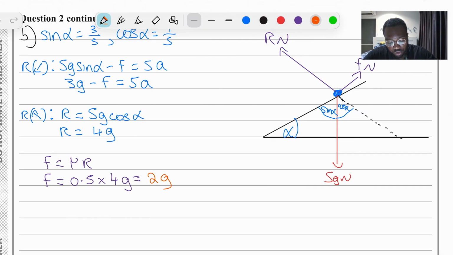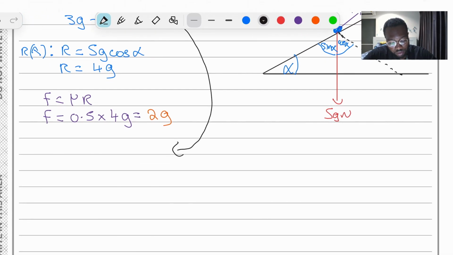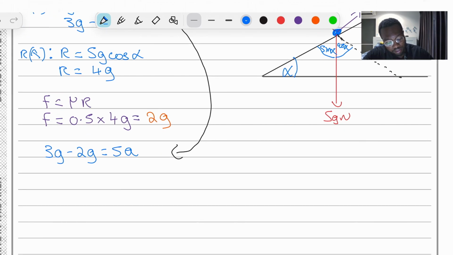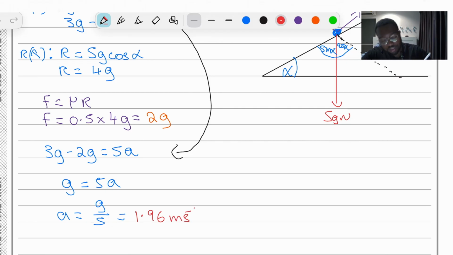Now we can substitute that into this equation here and work out our acceleration. We get 3g minus F, which we now know is 2g. So 3g minus 2g is equal to 5a, and that means g is equal to 5a. So a is just equal to g over 5. If you work out g over 5, that's 9.8 divided by 5 on your calculator, and you would get exactly 1.96 meters per second squared.